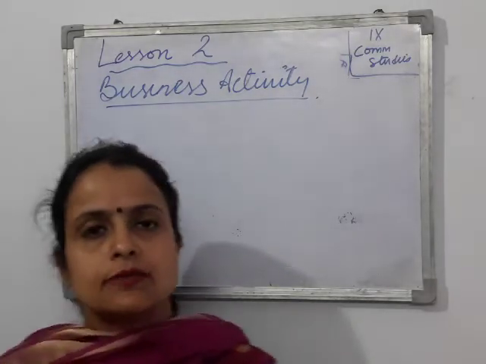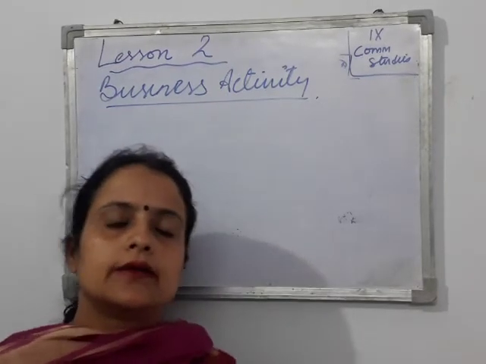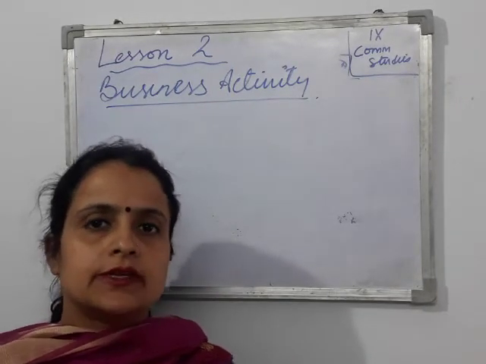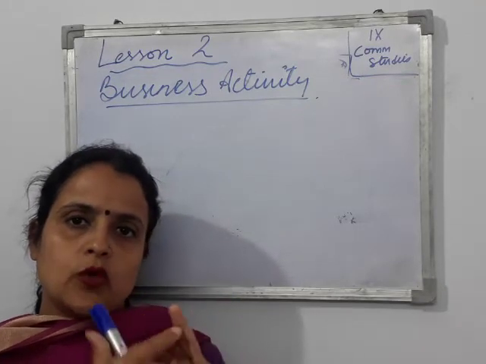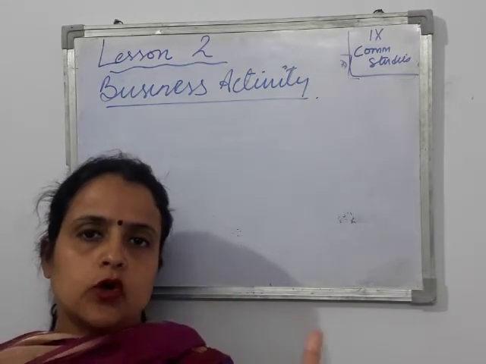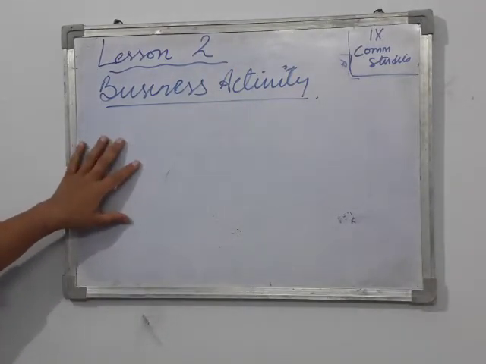So children, lesson number 2 in commercial studies is business activity. As I earlier told you, economic activity is divided into 3 parts: business, profession and employment. First of all, we are going to read about business. In this chapter, we are going to read about business activity. Now, what is business activity?